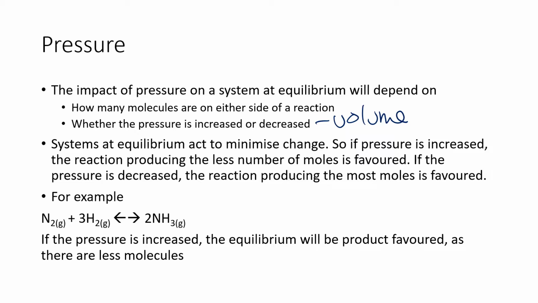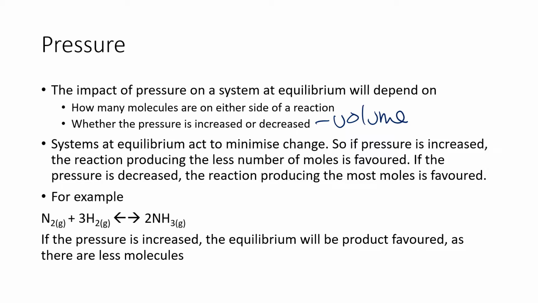Again, you need that understanding: systems at equilibrium act to minimize change. So if pressure is increased, the reaction producing the least number of moles is favoured. If the pressure is decreased, the reaction producing the most moles is favoured. So you need to look at the stoichiometry of your reaction.